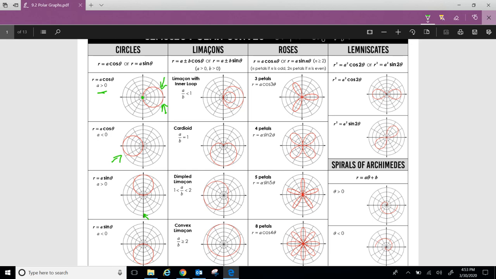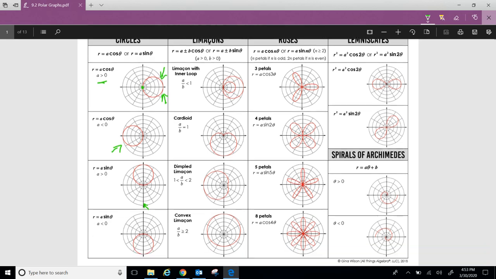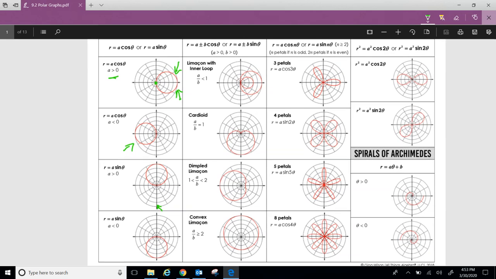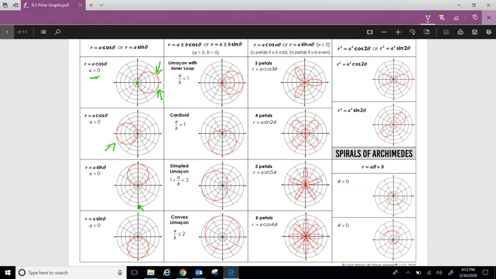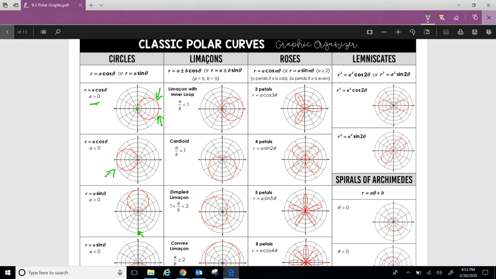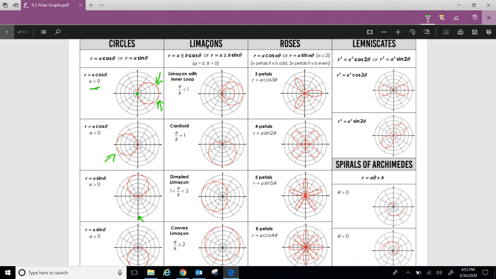So I have lost all connectivity with this sheet. Well, this seems to work, but I can't seem to write on it. It's the writing part that's not working. So I'm going to go ahead and pause the video. I'll make another quick video about roses and lemniscates and spirals of Archimedes, and then we'll get to graphing some of these.